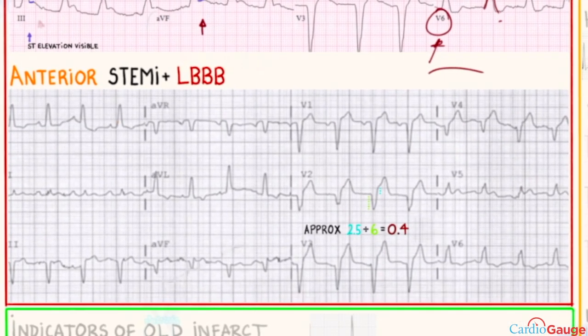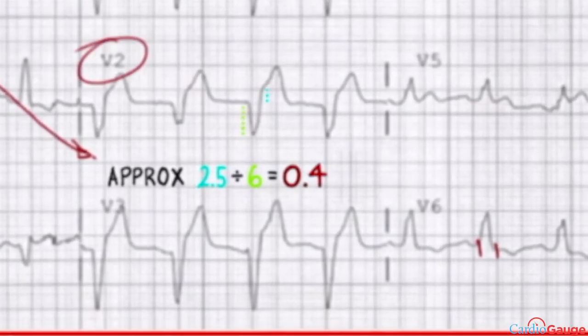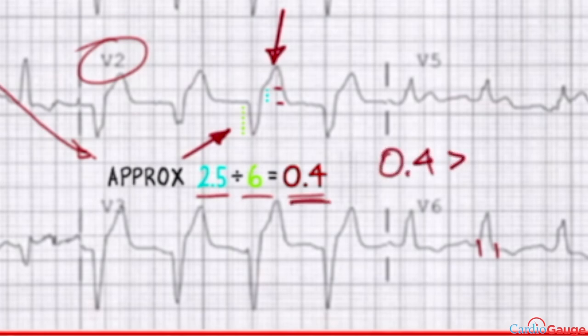Next one, anterior STEMI and left bundle branch block. So we've got a left bundle, just barely. It's about 3 little boxes wide, but indeed it's a left bundle, and the patient's having classic symptoms. So we're going to apply the Sgarbossa criteria, and here in lead V2, you've got ST elevation of about 2.5 millimeters. The depth of your QRS is about 6 millimeters. So 2.5 divided by 6 equals 0.4, and 0.4 is greater than 0.25. So that meets the Sgarbossa criteria.